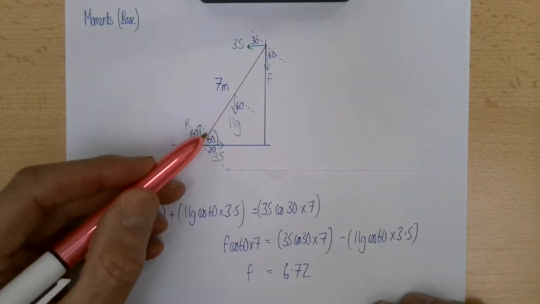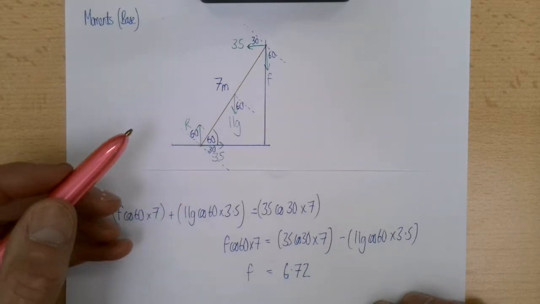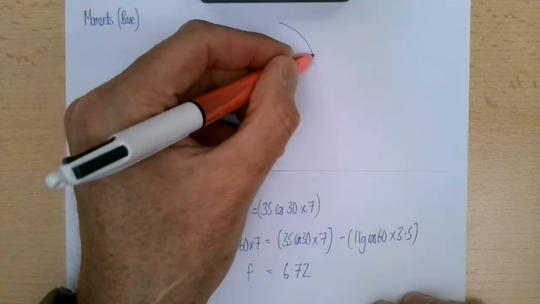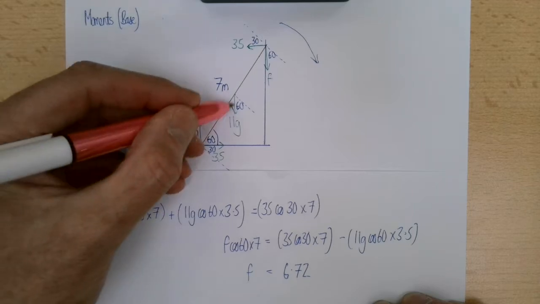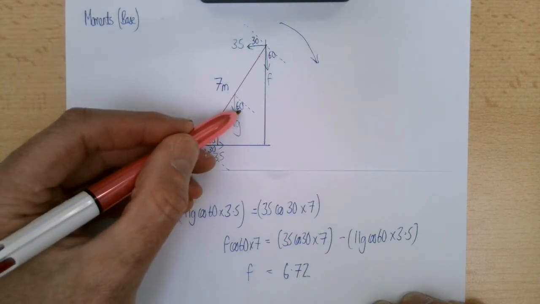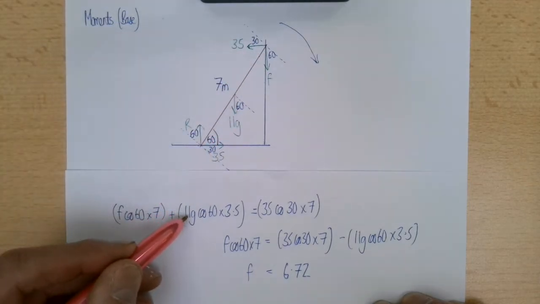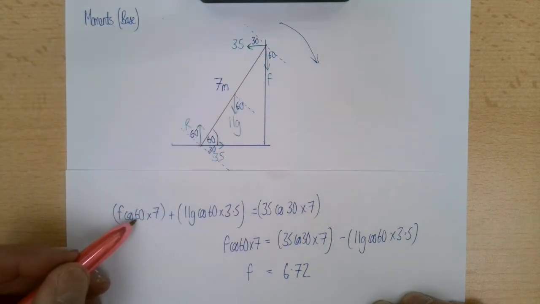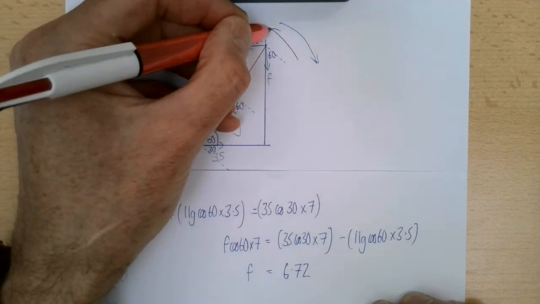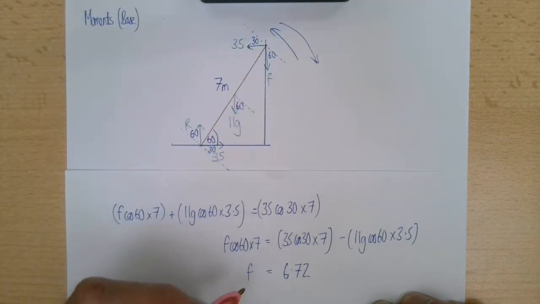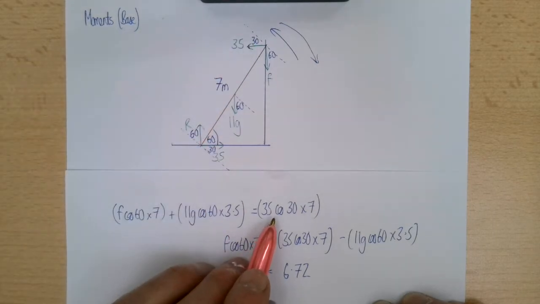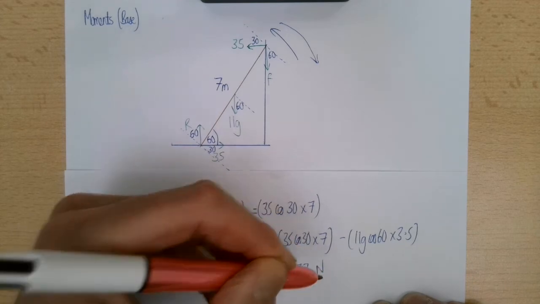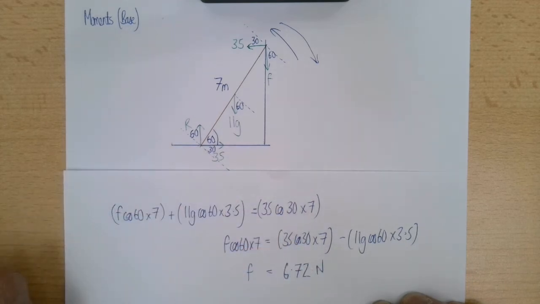Okay, so I did work out the angles down here, but don't need them. So I've got clockwise moments, so that's pulling it this way. And there's two of those, there's this one and there's this one. So that's 11g cos 60 times 3.5 and F cos 60 times 7. I've then got anti-clockwise moments, which is this one here, pushing it the other way, 35 cos 30 times 7, and then a little bit of algebra gives me the value of F.